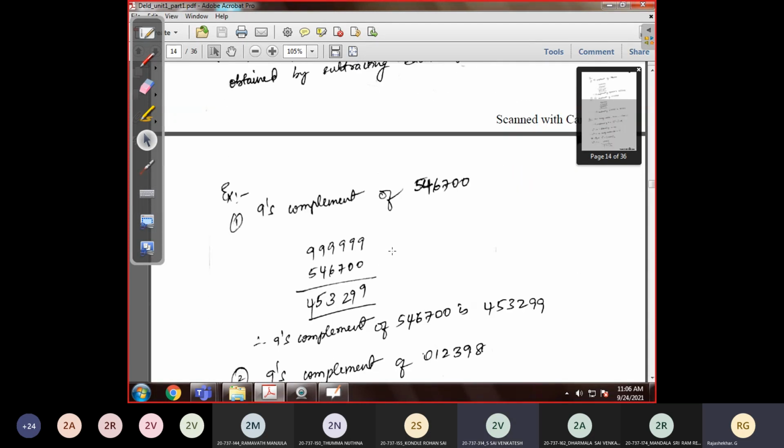Can you compute the 9's complement of 012398? Online guys, you also try to work it out with me. The 9's complement of 012398.